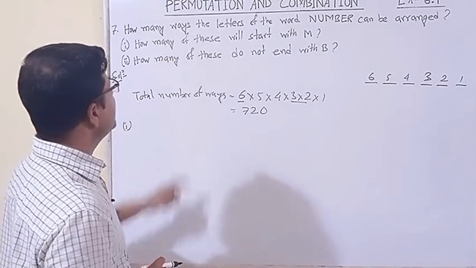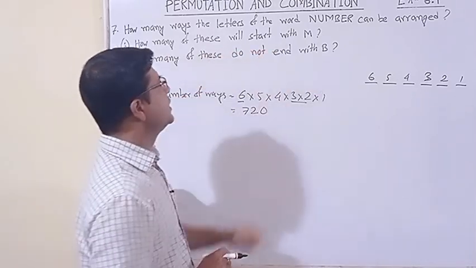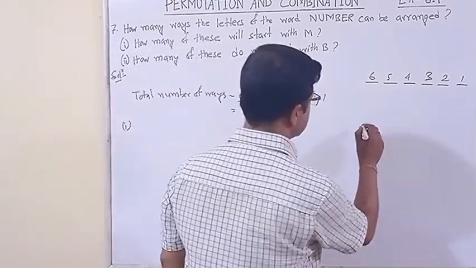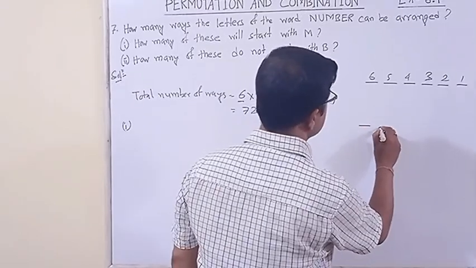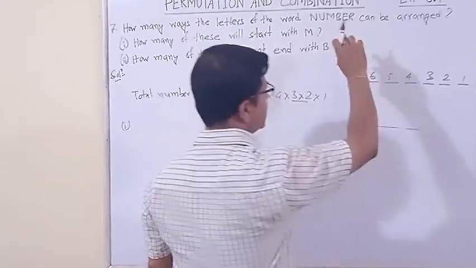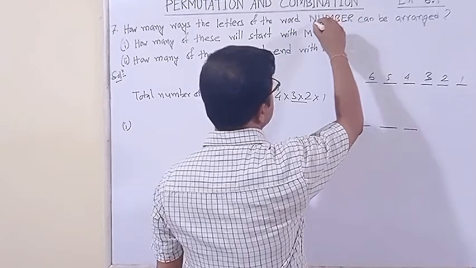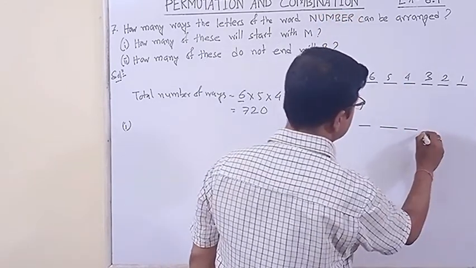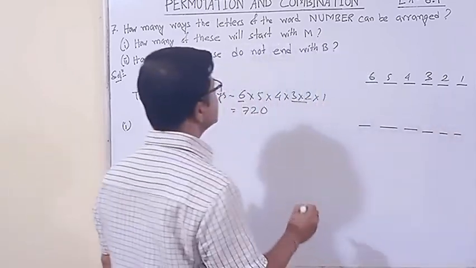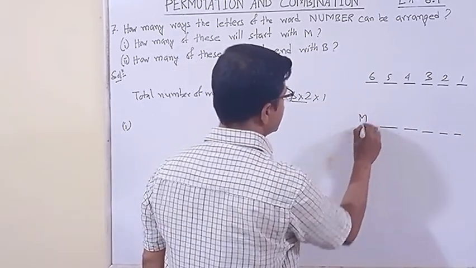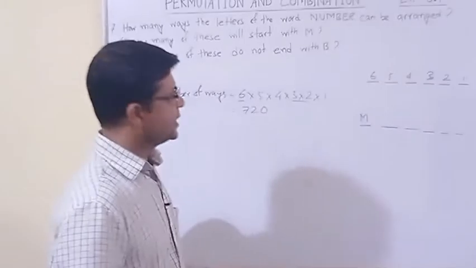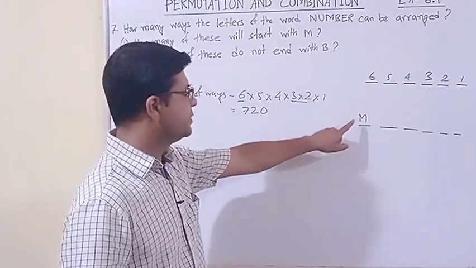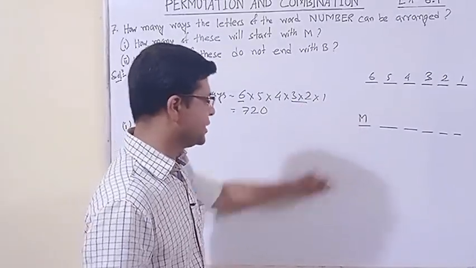Now number 1, the condition is given. What is the condition? How many of these will start with the letter M? That is, how many letters are there: 1 2 3 4 5 6. Here also 1 2 3 4 5 6. The condition is that the first place will always start with M. This is fixed. This is M.